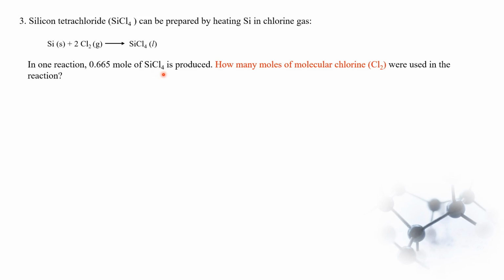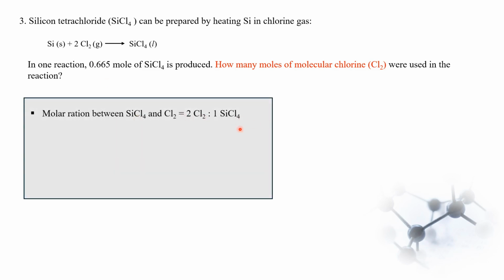There are 2 chemical species stated in this statement, SiCl4 and molecular chlorine, Cl2. So from the balanced equation, you need to focus on Cl2 and SiCl4 only. Then what is the molar ratio? 2 moles of Cl2 reacted to produce 1 mole of SiCl4. The molar ratio is 2 to 1. So for any amount of chlorine, half of that amount is produced for SiCl4, 2 to 1. So 0.665 moles of SiCl4 produced means double that amount, 2 times 0.665, amount of chlorine should be there.